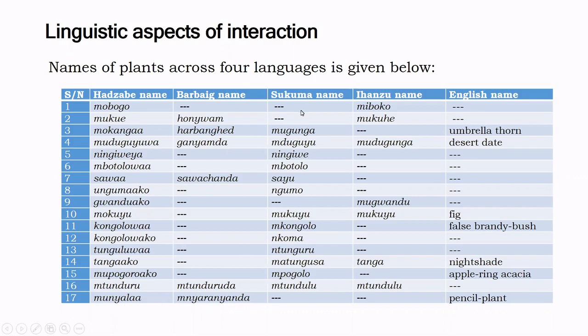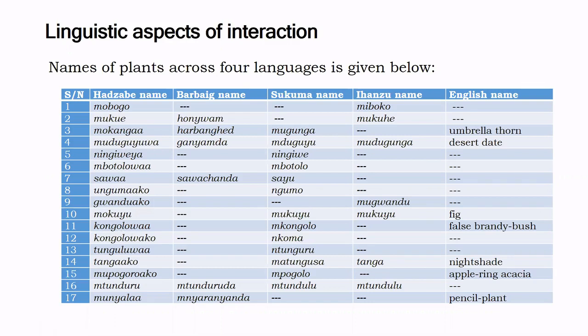Or the Sukuma, Miki Mgeje is very interested with the Sukuma, Mokanga Mugunga, Muduguyua in Hadza, Mduguyu in Sukuma. Ningiwea in Hadza, Ningiwe in Sukuma, Ungumako in Hadza, Ngumo in Sukuma, Kongoloa in Hadza, Nkongolo in Sukuma.